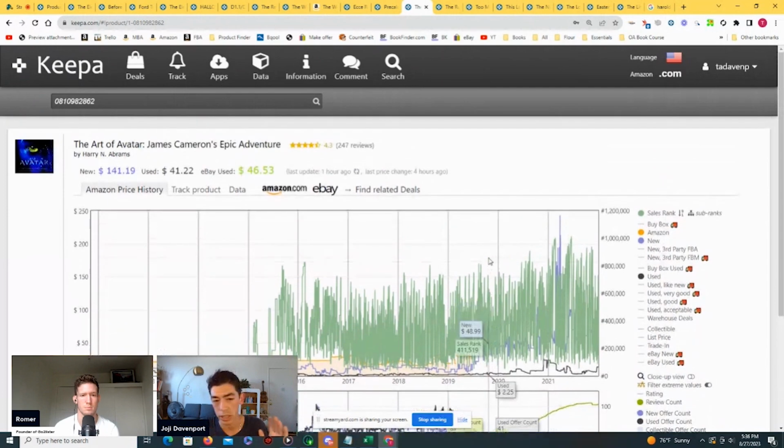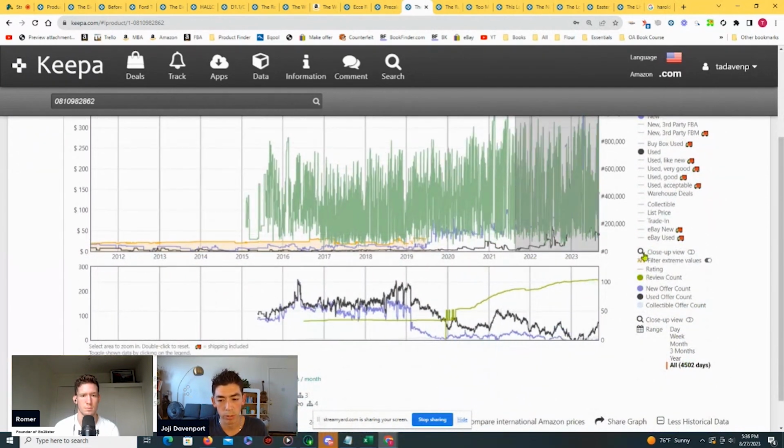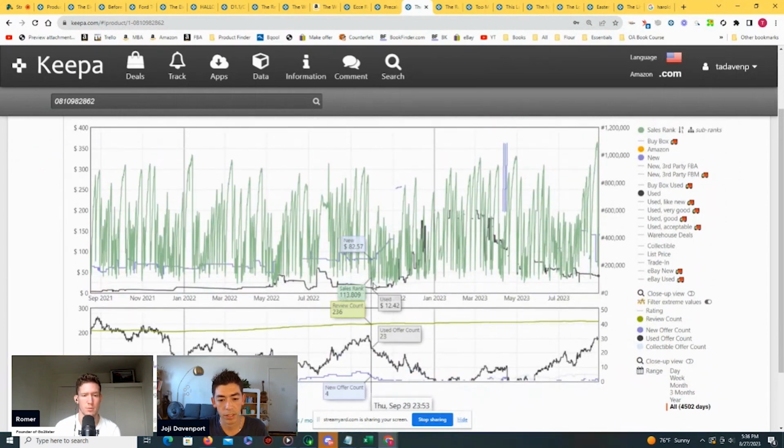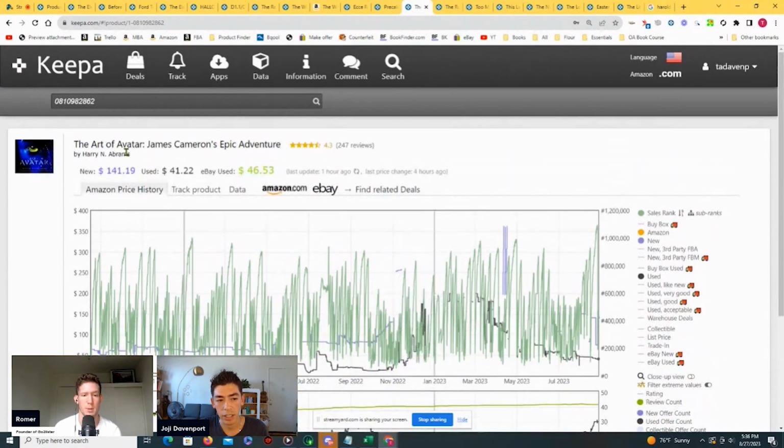This book is worth absolutely nothing. It literally has no value at all. But then what do you notice happen here in 2023, Avery? Number of used offers goes down. Amazon's no longer on it. The price goes up. And again, people actually sell out.